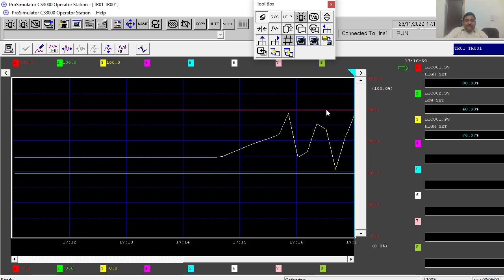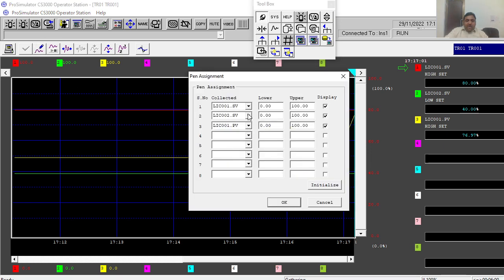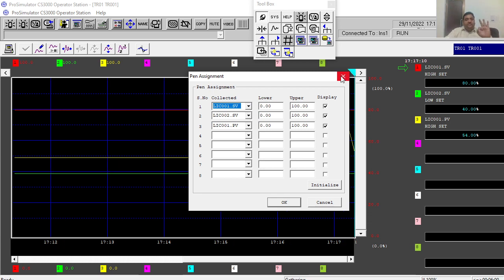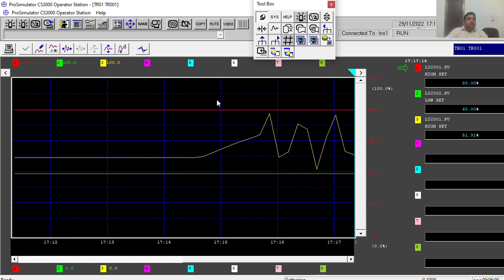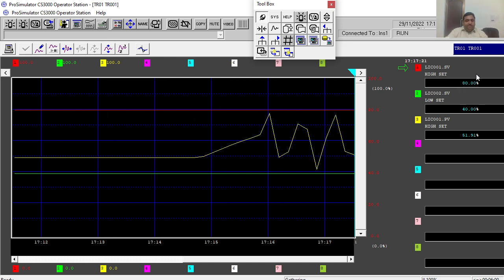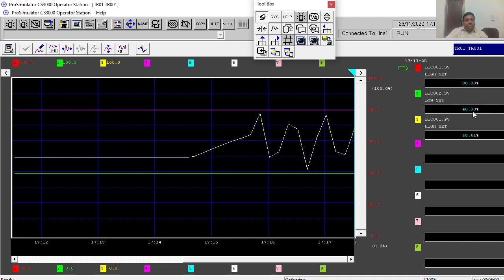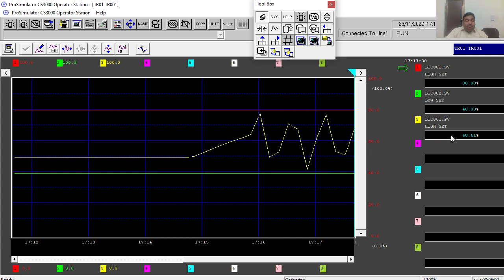Here this line is indicating. Here I can see what trends I want to see. I can select and put on the screen the three things I wanted to see: higher set point, lower set point and the present value. You can see this is how the trend looks like. The top line is the higher set point, which is 80, and this color indicates the lower set point, which is 40. High set, and what is the present? This is the present value.